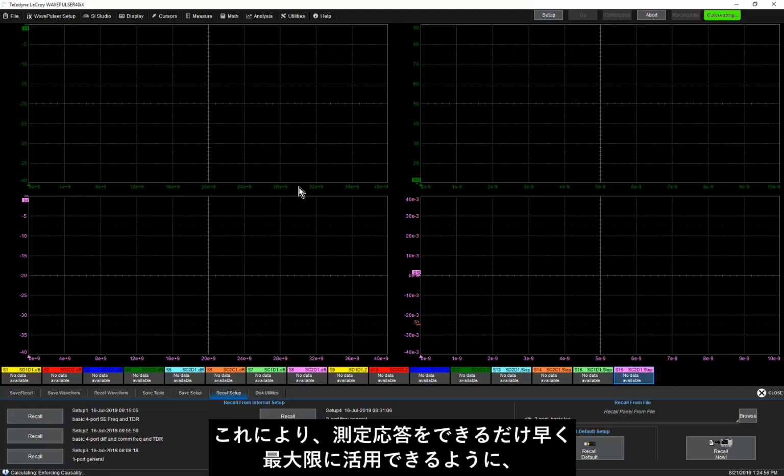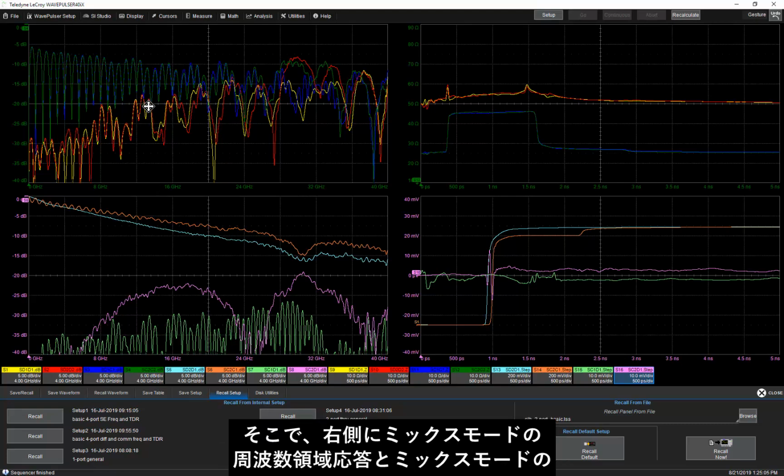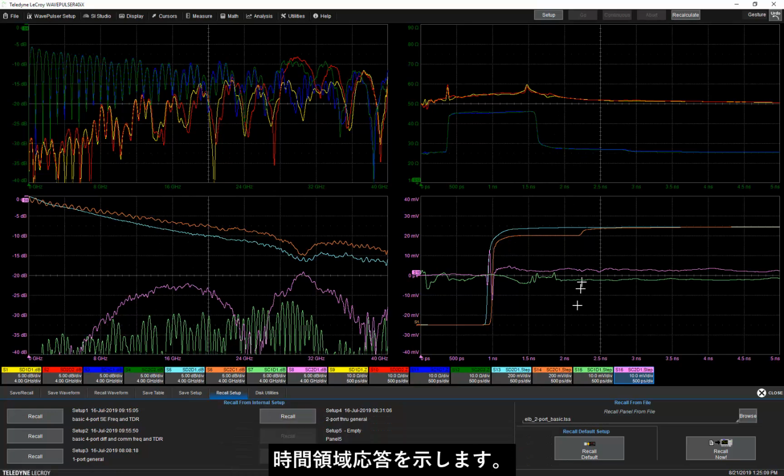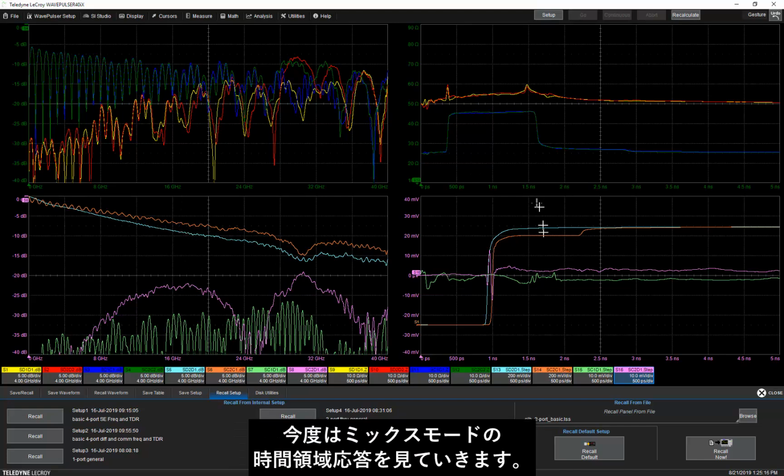This sets up the screen the way I like to see it in order to get the most out of the measured response as quickly as possible. So here is the frequency domain response for the mixed mode and the time domain response for the mixed mode on the right hand side. We looked at the mixed mode frequency domain response in the last video. We're going to look at the mixed mode time domain response right now.